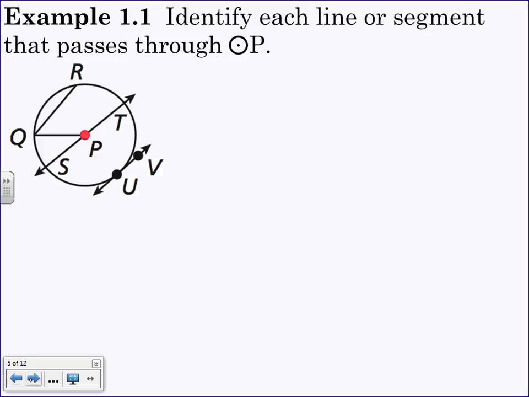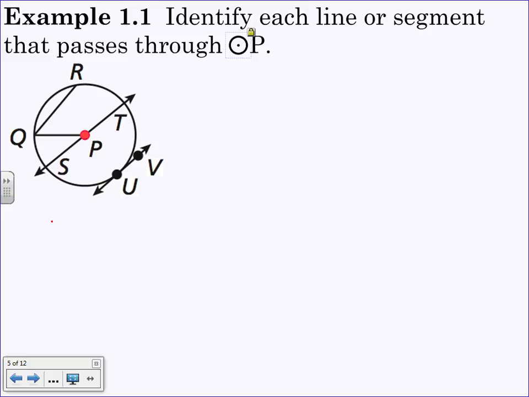Somebody asked that earlier. So this is circle, and we name it by its center point. So the center of this circle was P, which makes it circle P. If this center point was X, it would be circle X. So this says identify each line or segment that passes through circle P. First, we're going to focus on the three that we had talked about, and then we're going to also talk about the diameter and the radii, because they're also lines or segments that fall within the circle. Radii is the plural form of radius.